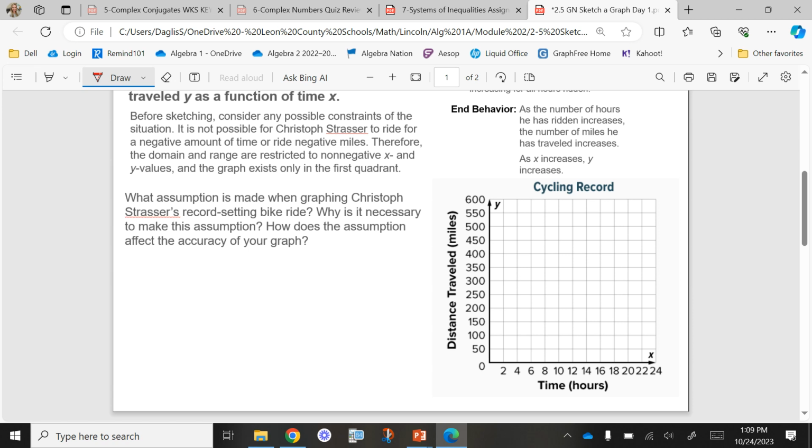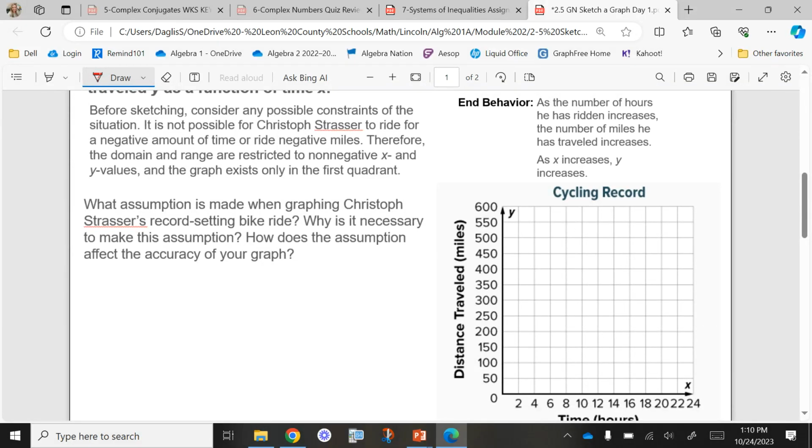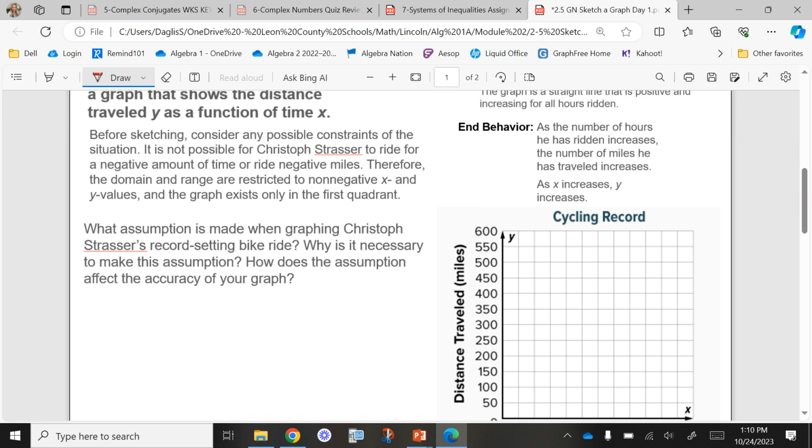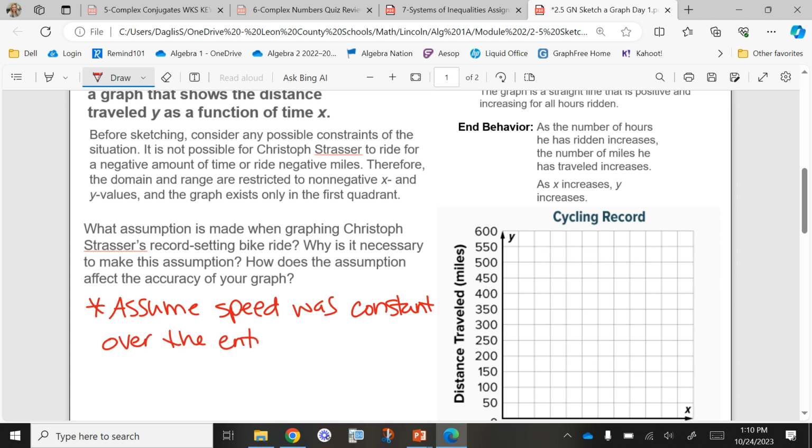All right. What assumption can be made when graphing his record-setting bike ride? So what can we assume about this bike ride? That he went pretty fast. He went pretty fast, and he did it constantly? Yes. His speed was the same. Yes, perfect. We can assume that the speed was constant over the entire 24 hours.